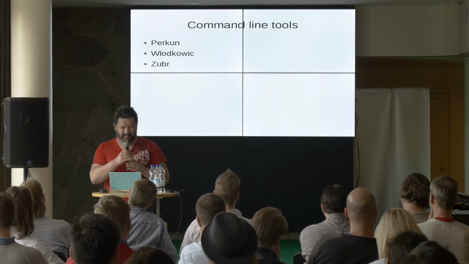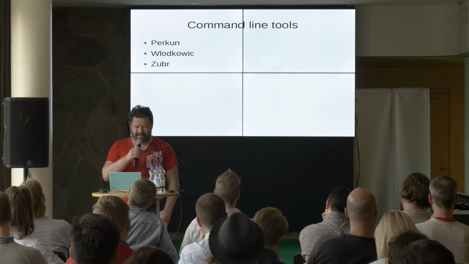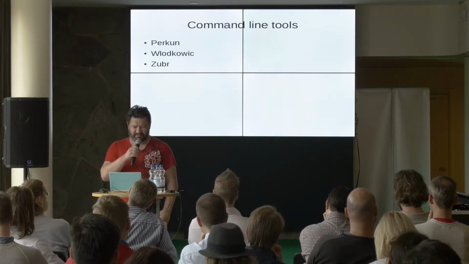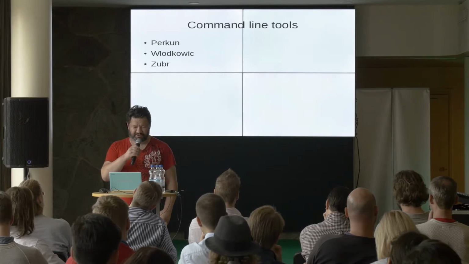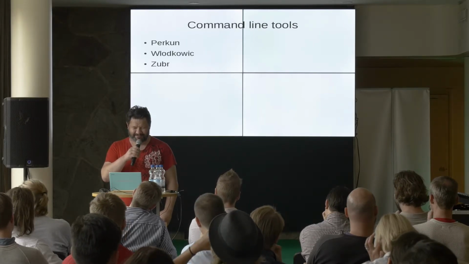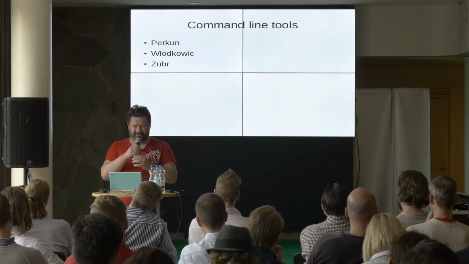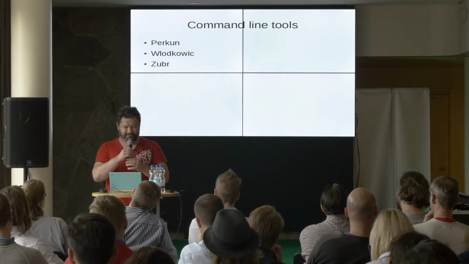There are 3 command line tools in the Perkun package and 2 libraries: Perkun, Włodkowic, and Żubr. The names come all from Polish. I'm sorry, that might be difficult. Włodkowic is something like Perkun. It is also an interpreter, and there's a library for Włodkowic.